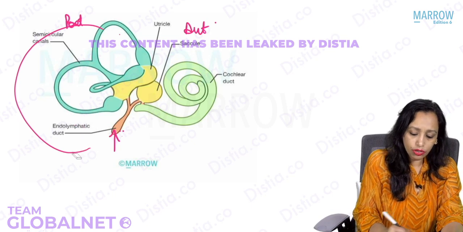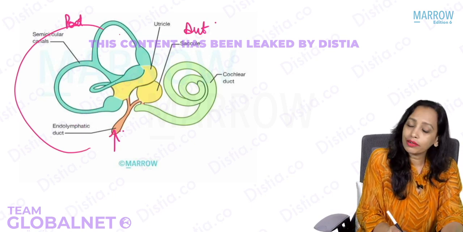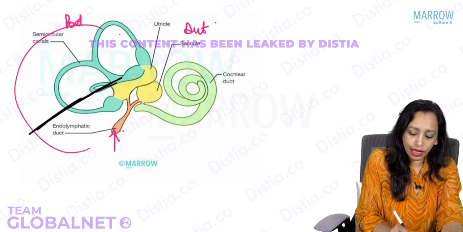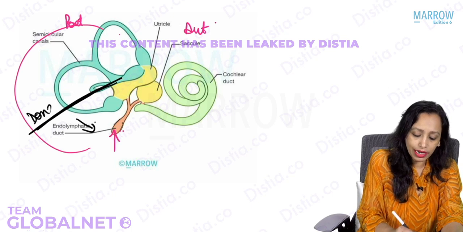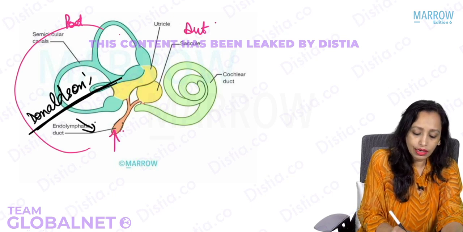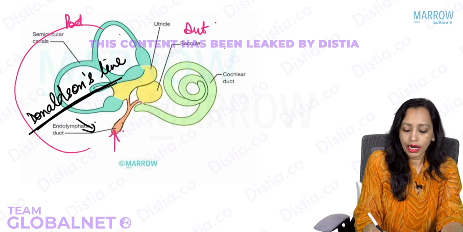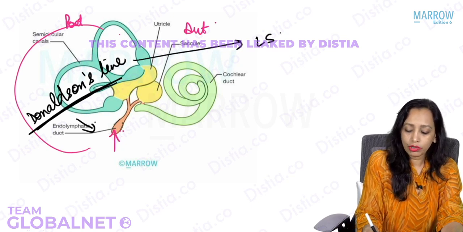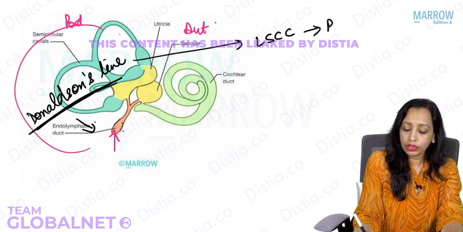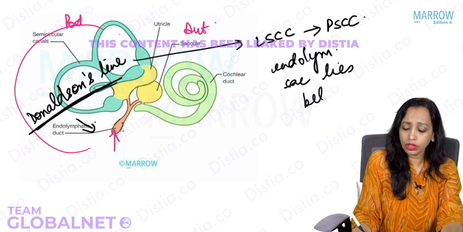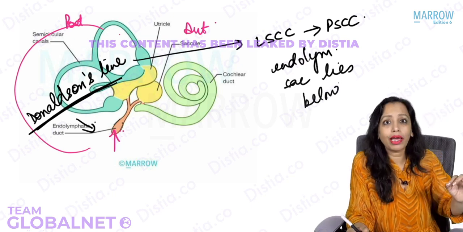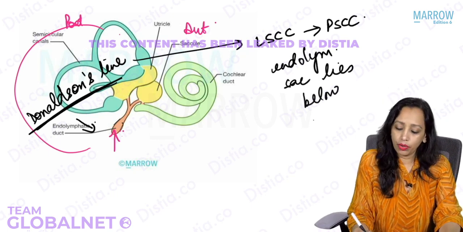What you will do is you will draw a line from the lateral semicircular canal which bisects the posterior semicircular canal, and this endolymphatic sac you will find below this. This line is what is known as Donaldson's line. It is from the lateral semicircular canal to the posterior semicircular canal, and the endolymphatic sac lies below it. So this is the imaginary line. Don't start looking for some line there. It is the imaginary line below it.